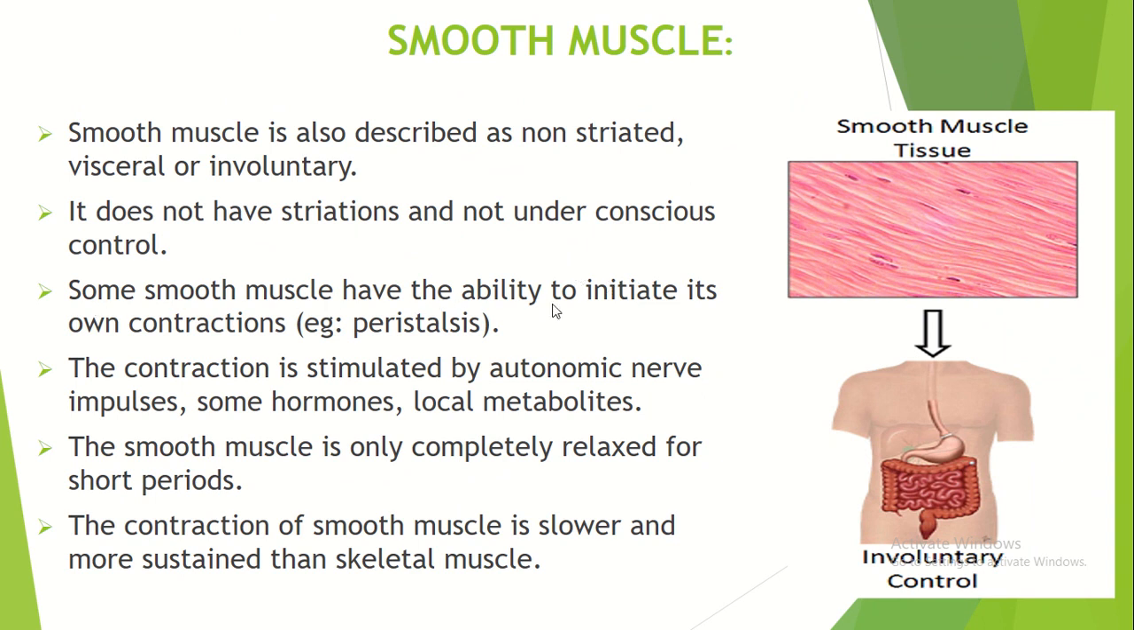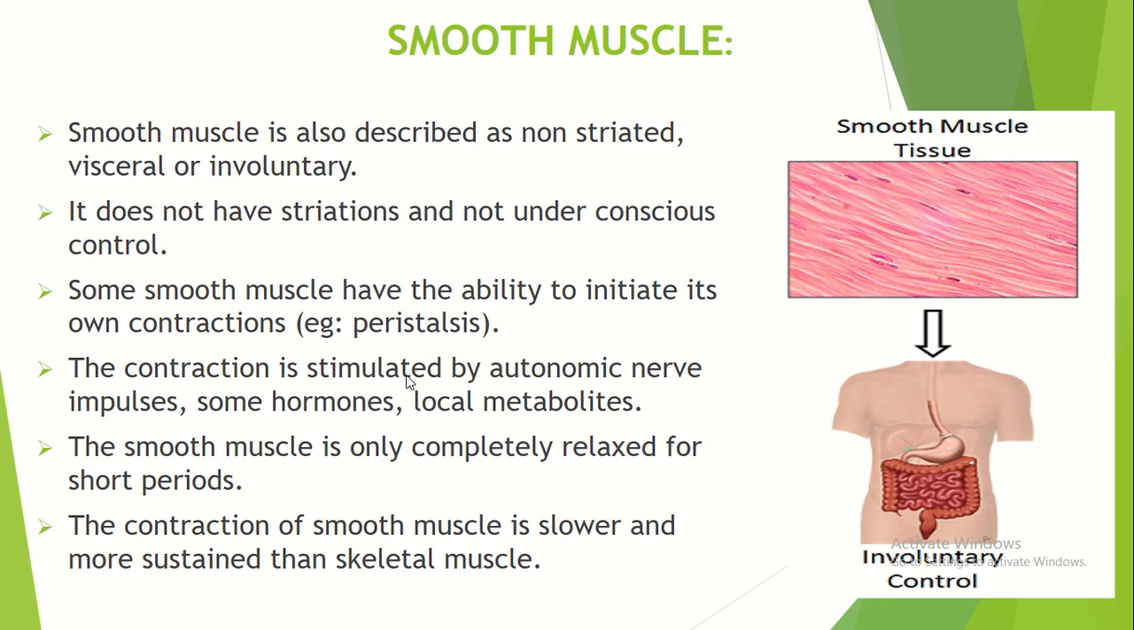Some smooth muscle have the ability to initiate its own contraction. Example, peristalsis. So here, the smooth muscle has the ability to initiate its own contraction. Not all the smooth muscles, only some smooth muscles have the own ability to initiate this contraction. That is called the peristaltic movement.